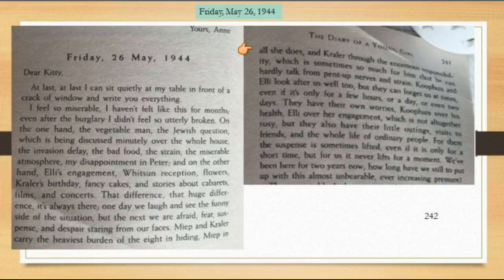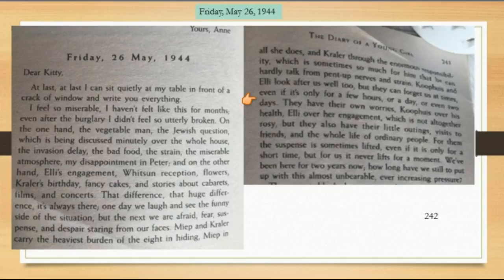Kufius and Ellie look after us well too, but they can forget us at times, even if it's only for a few hours or a day or even 2 days. They have their own worries. Kufius over his health, Ellie over her engagement, which is not altogether rosy, but they also have their little outings, visits to friends, and the whole life of ordinary people.